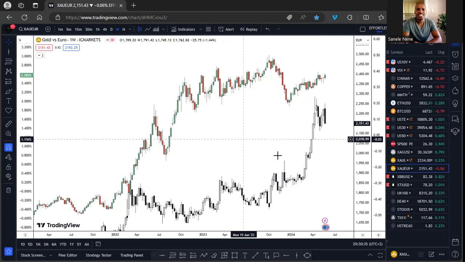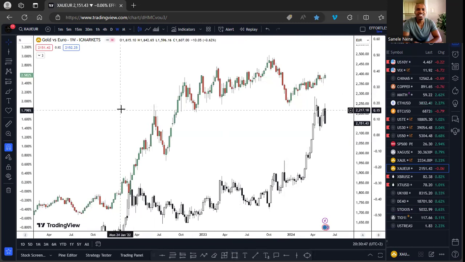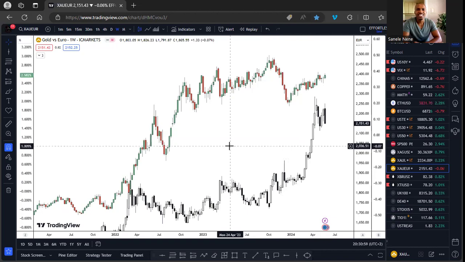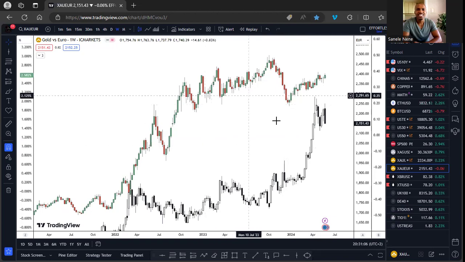Why am I saying this? Because once interest rates start going lower in Europe, remember, when it comes to interest rates or yields, there is what we call the real yield or the real interest rate. The real interest rate is the nominal interest rate, so it can be the bond yield, minus inflation. That is what will give you the real interest.